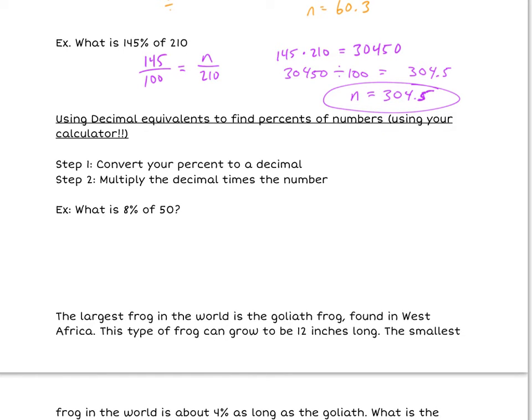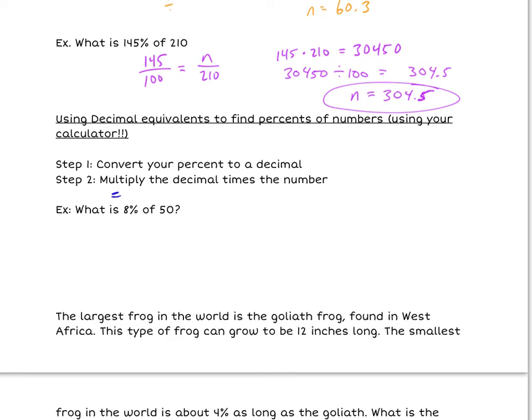Convert your percent to a decimal. Okay, I can do that. So I want to tell you a little hint about math words. The word "is" means something in math. It's a math symbol. "Is" means equals. So anytime you see the word "is," you can think equals. What equals 8%?